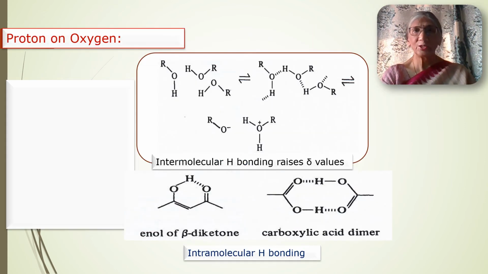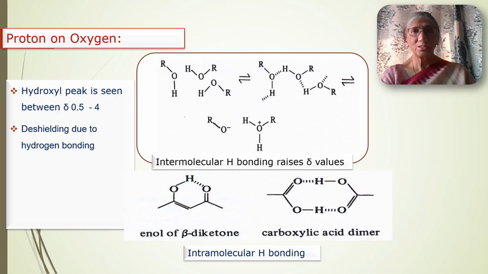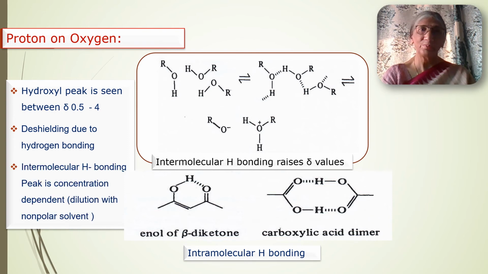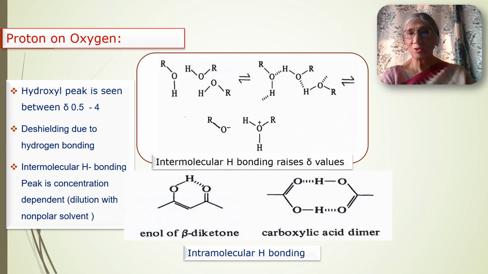We know that hydroxyl protons are de-shielded protons, and hydroxyl protons show hydrogen bonding. Hydrogen bonding may be intermolecular or intramolecular. Here is the case of intermolecular hydrogen bonding in alcohol, and the delta value is concentration dependent and temperature dependent. In case of intramolecular hydrogen bonding, which is shown by the enol of beta diketone and a carboxylic acid dimer, the delta value will not change with the change in concentration and the temperature.